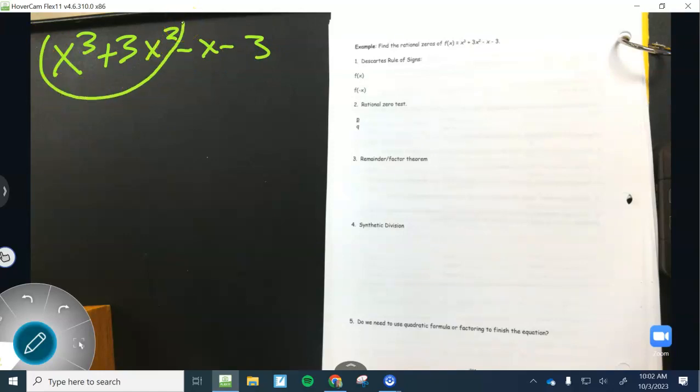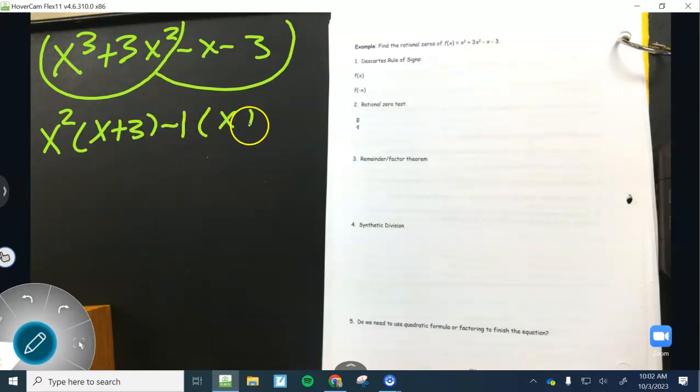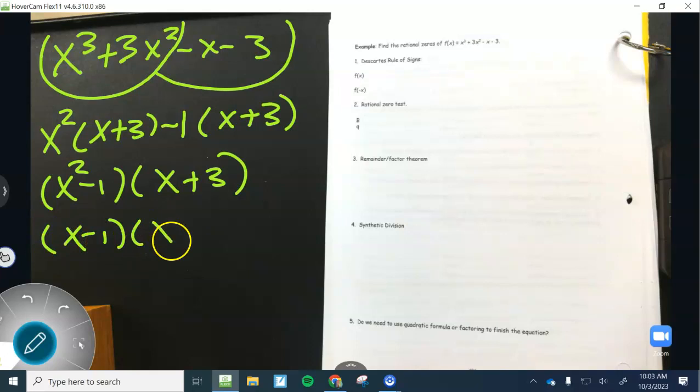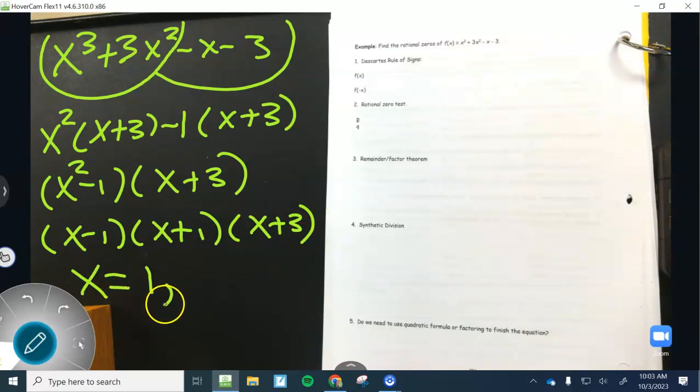What can I take out of that group? Yeah. All right, that's going to leave x plus 3. What am I forced to take out of this second group? Negative 1. Oh, and then look at that. It's totally factorable. So that's going to be x squared minus 1, and then x plus 3, and then, oh my goodness, are we done? So this is x minus 1, x plus 1. And then this is x plus 3. So I know my zeros are positive 1, negative 1, negative 3.